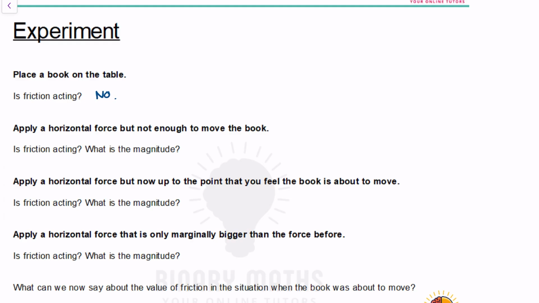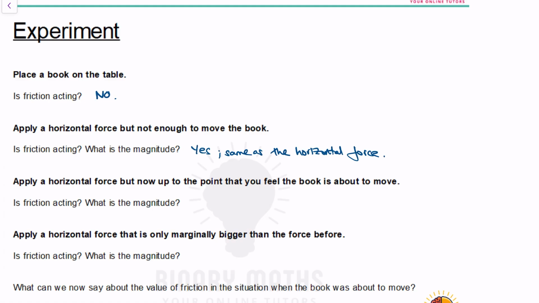So yes, because you're trying to move it, but it's not moving, because you've applied a horizontal force, yes, there is friction acting on it, and it is the same as the horizontal force because it's not moving. So it must be balanced.